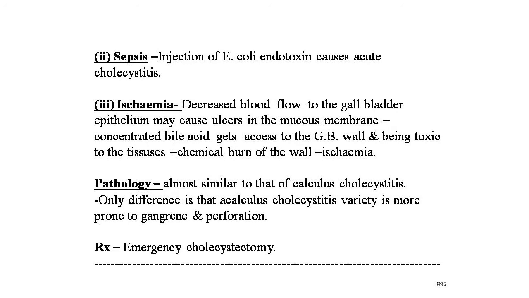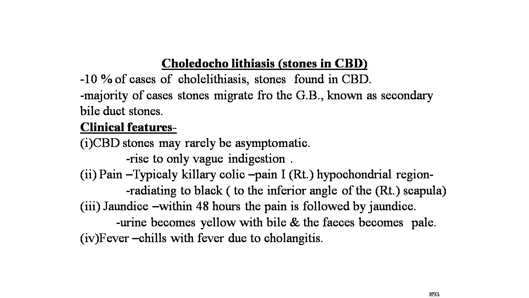Pathology is almost similar to that of calculous cholecystitis. The only difference is that the acalculous variety is more prone to gangrene and perforation, and the treatment of acalculous cholecystitis is emergency cholecystectomy. Now the second point of this lecture is choledocholithiasis, meaning stone in the CBD.